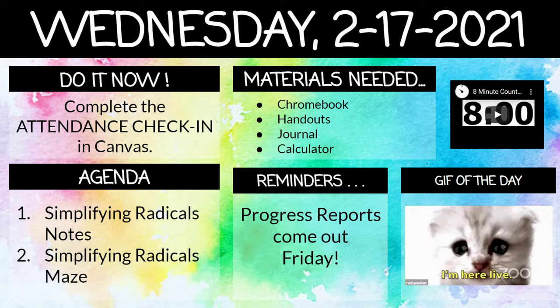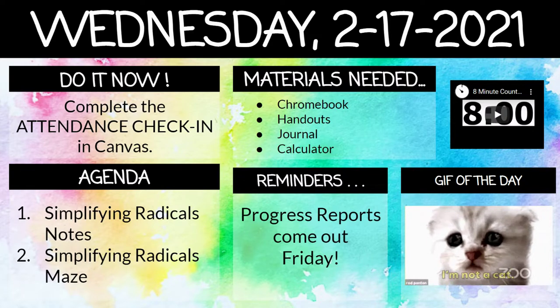So today we're still in Unit 7. We're going to do Lesson 2 today. We're going to talk about something called simplifying radicals, and then you've got a maze assignment to complete after that.